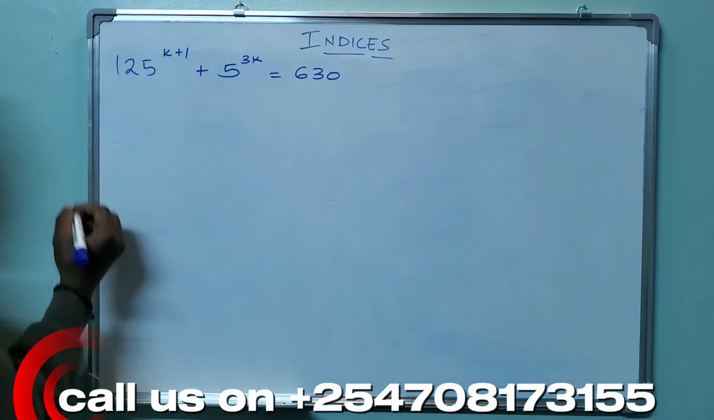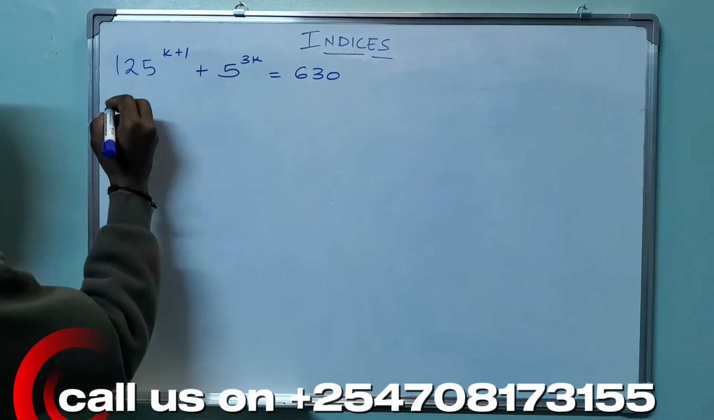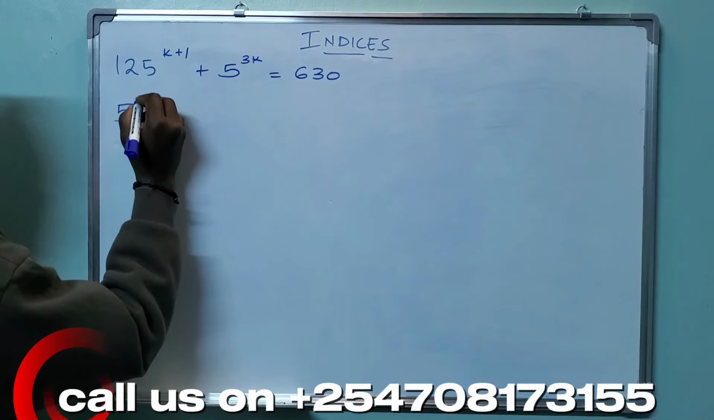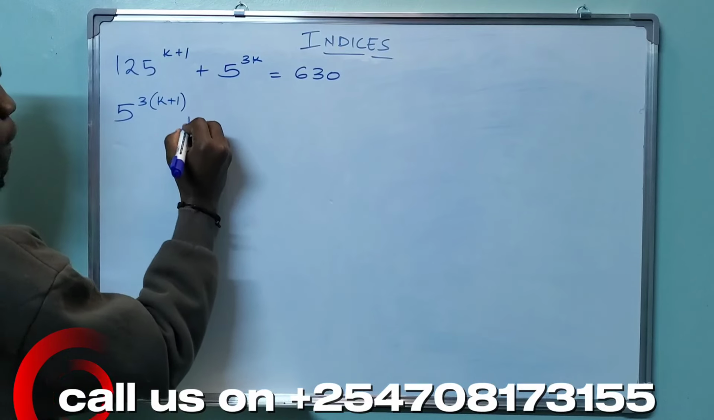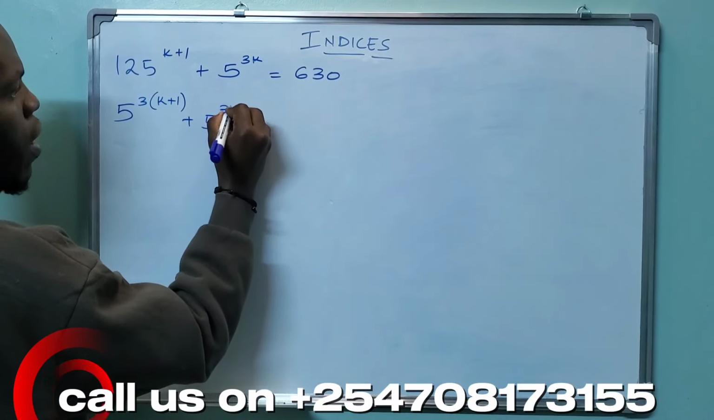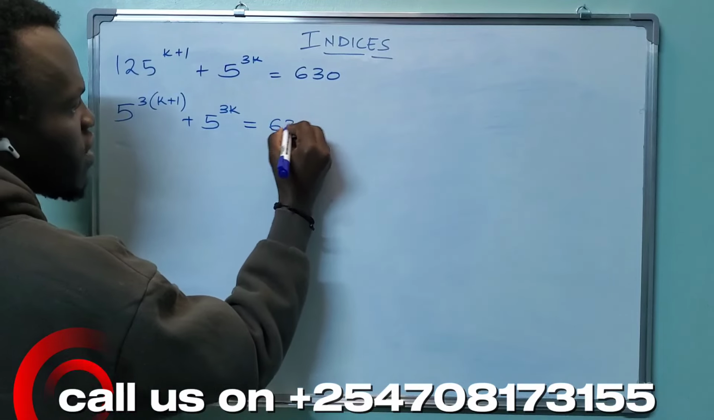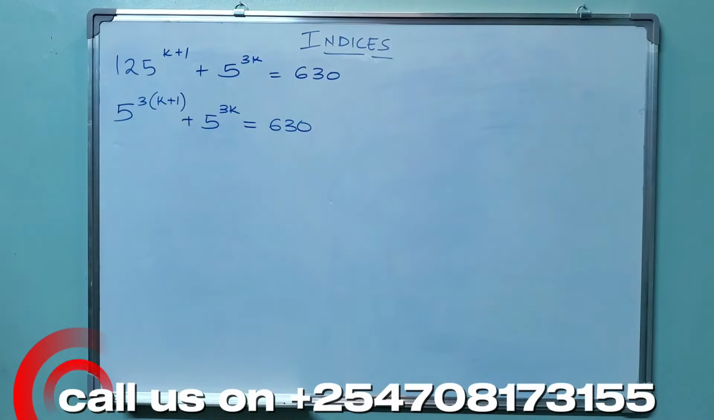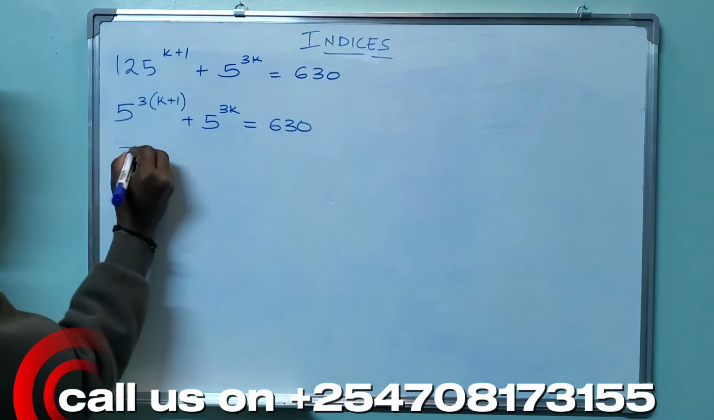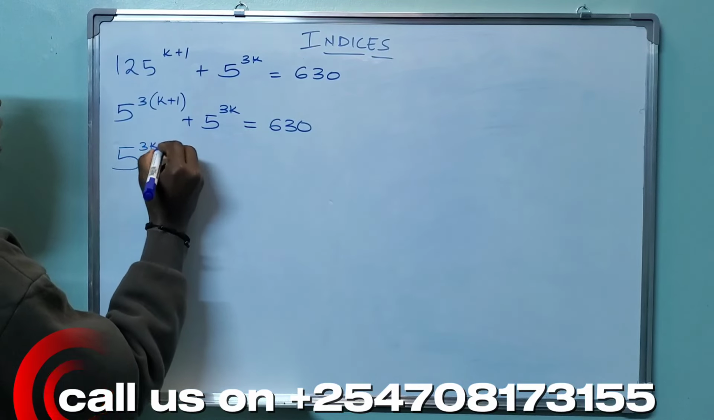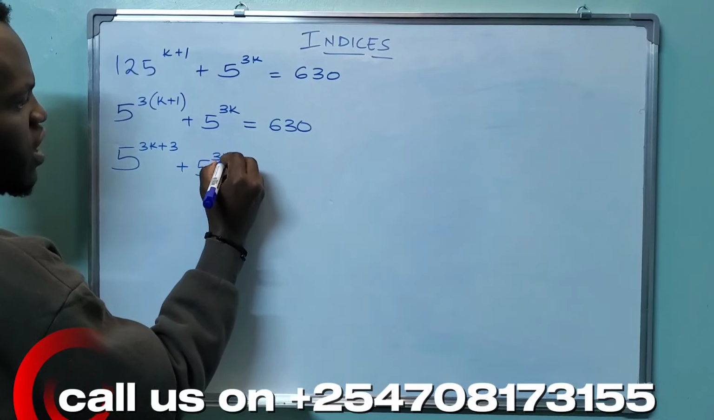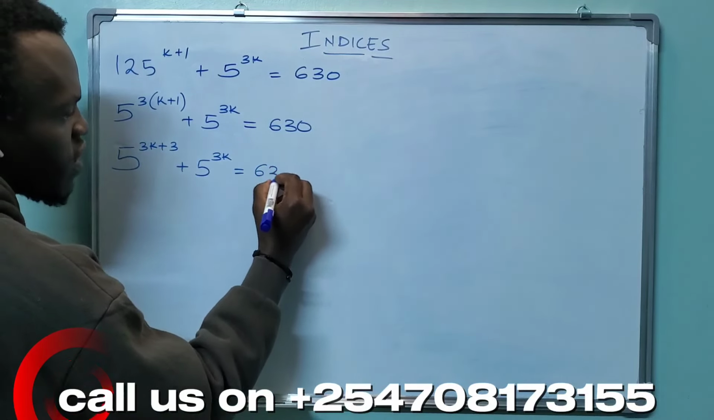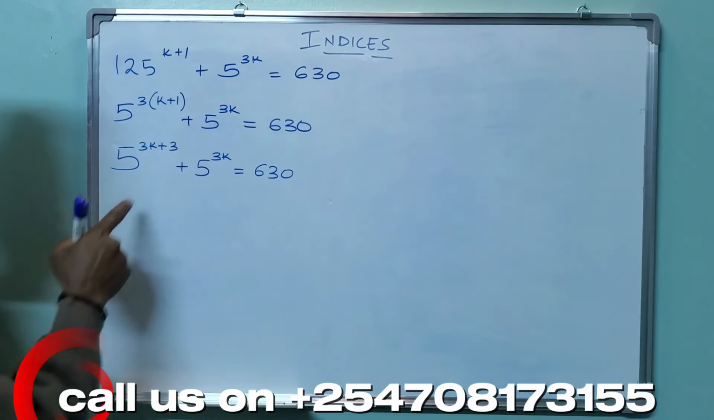So let us start. 125 to base 5, that is going to be 5 raised to power 3 into k plus 1, plus 5 raised to power 3k being equals to 630. Now, let us open up the bracket. So I'm going to have here 5 raised to power 3k plus 3 plus 5 raised to power 3k being equals to 630. Then I'm going to split this one.